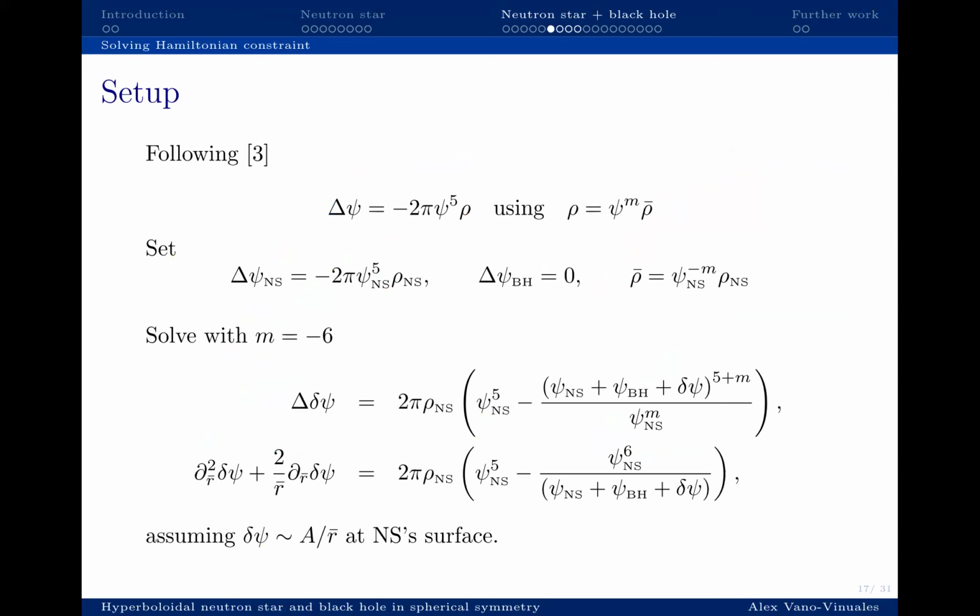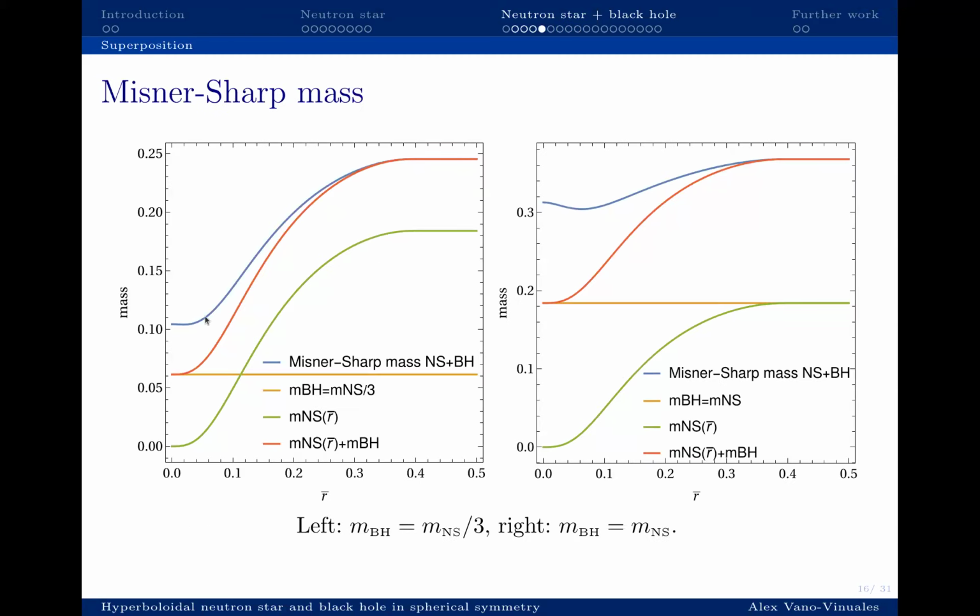That said, let's think now. Eric has a question. Yes, Alex? Oh, yes, please go ahead. What does it mean physically that the Misner-Sharp mass is decreasing as you go outward? Does this violate an energy condition?